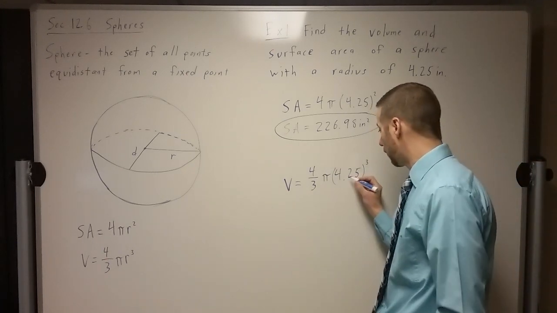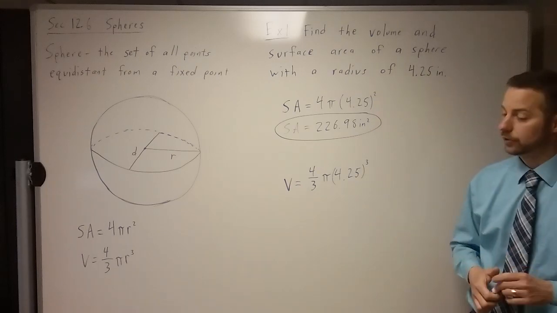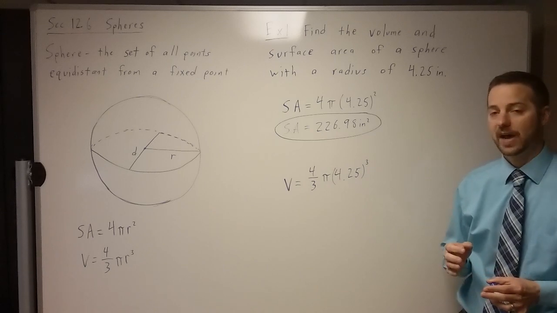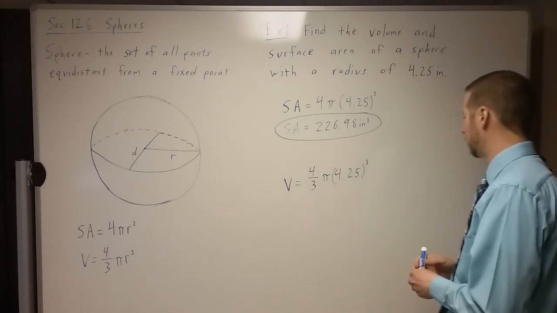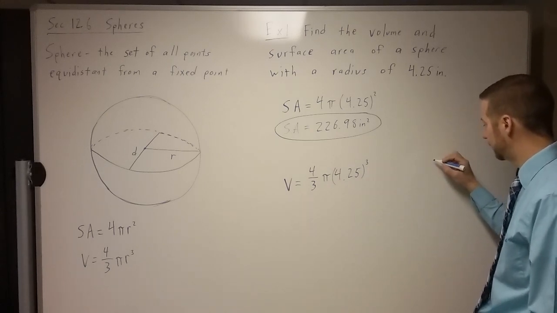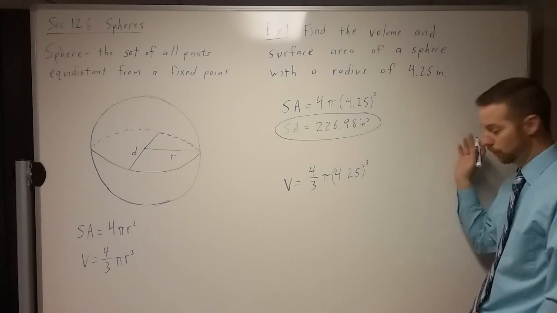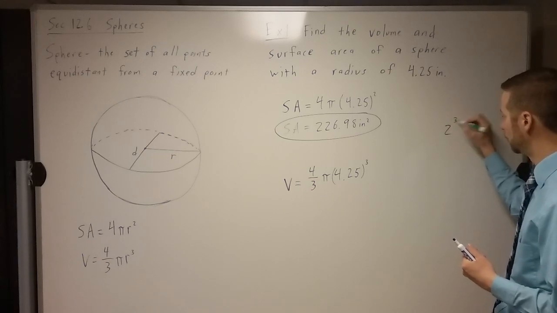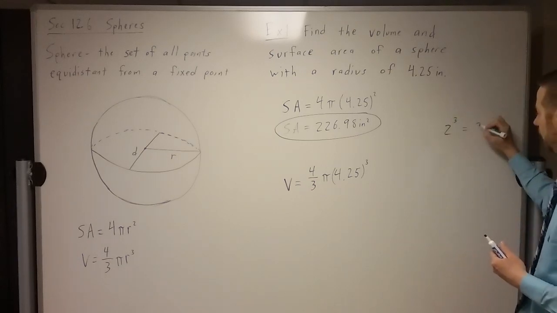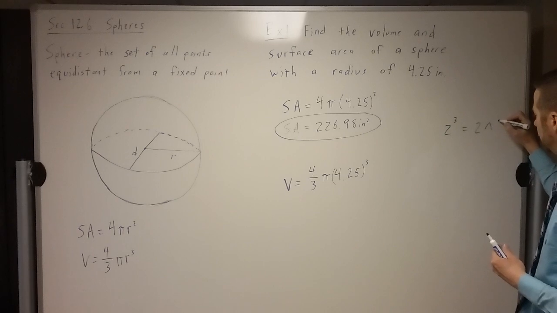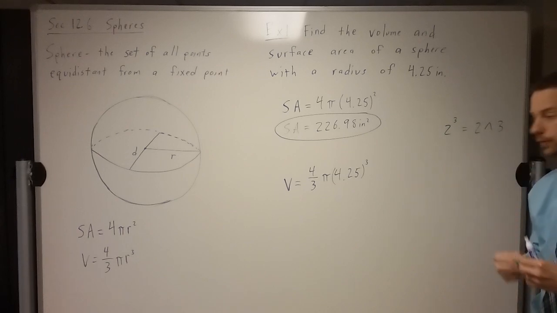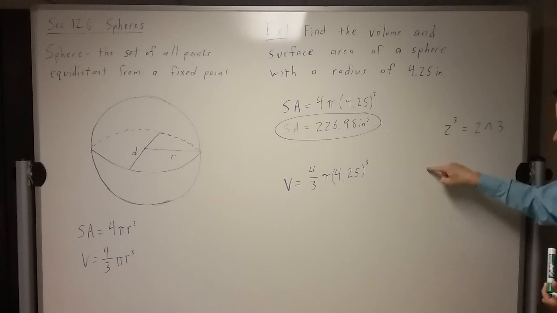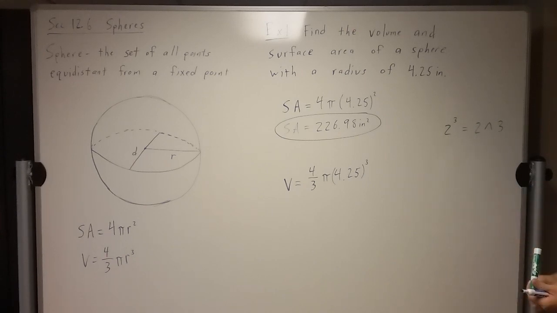So 4.25 cubed. We've done a lot with squaring numbers, and most calculators have a squared button. Not all calculators have a cubed button. Most don't. But a lot of calculators have this instead. So if I wanted to do 2 cubed, the way that would look in a calculator is something like this. A lot of times this is the button you would use. It's called a caret, basically just an upwards facing arrow looking thing.